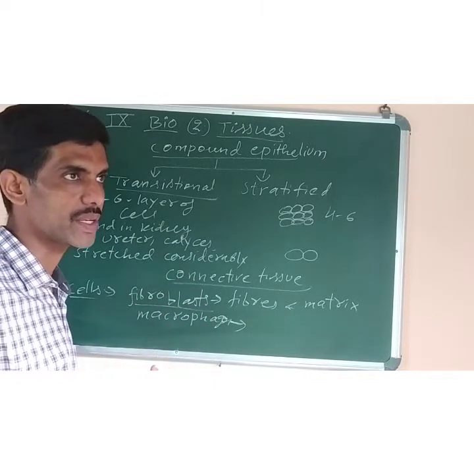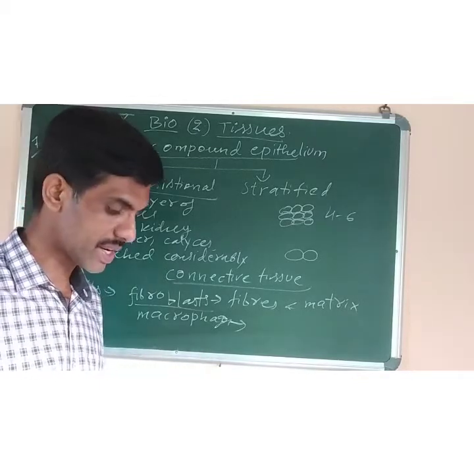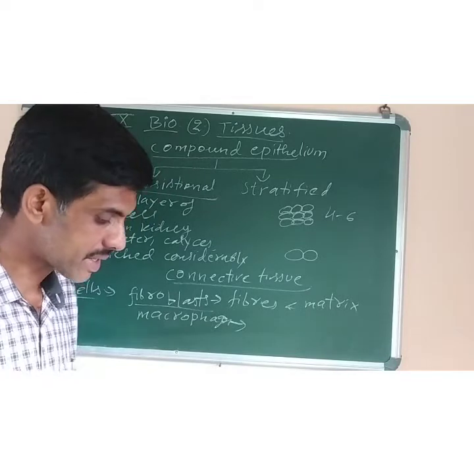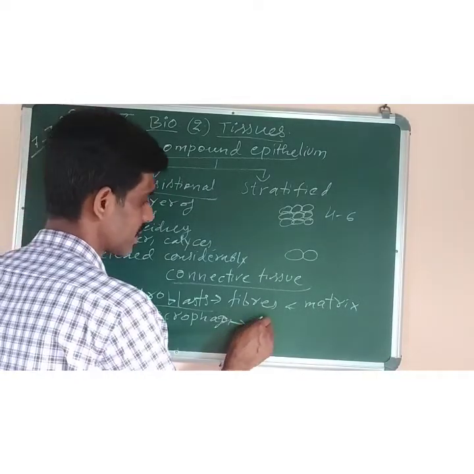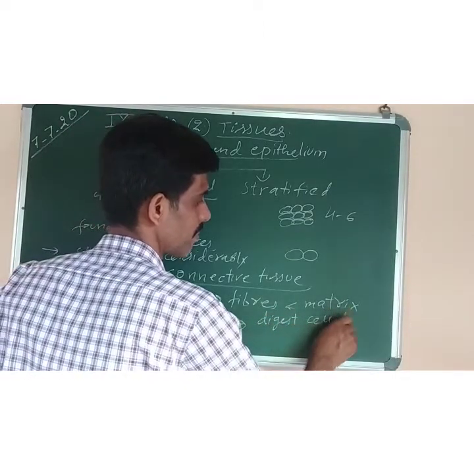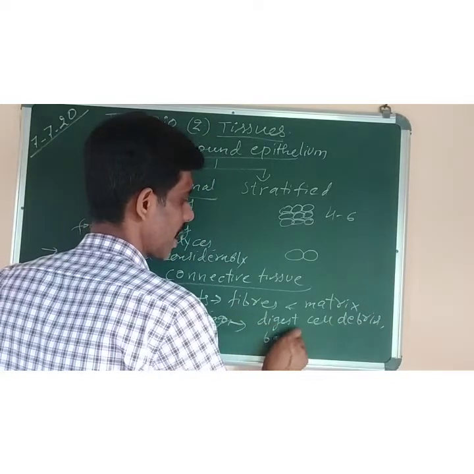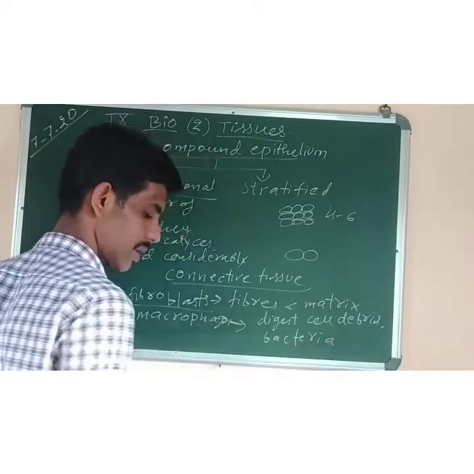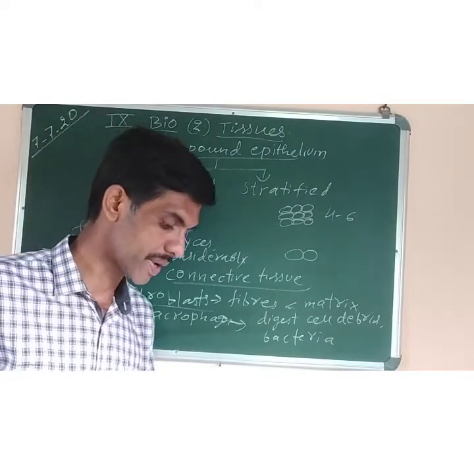Phagocytic means they will eat away and digest bacteria, other unwanted substances, foreign matter, and the broken parts of the cell, that is cell debris. So it will digest cell debris, meaning all the garbage of the cell, bacteria, and other foreign substances. Okay. Then next we have fibroblasts, already I said, and macrophages.